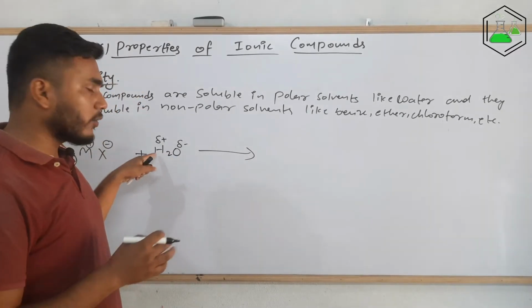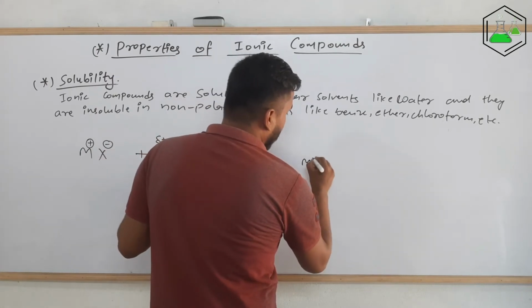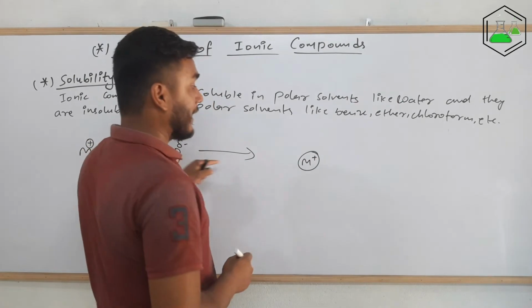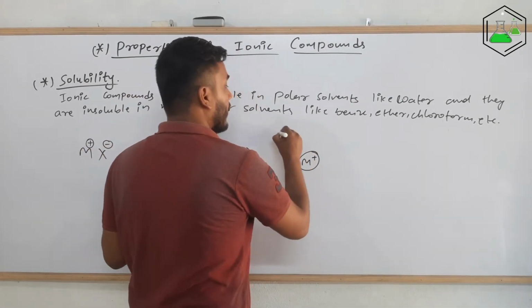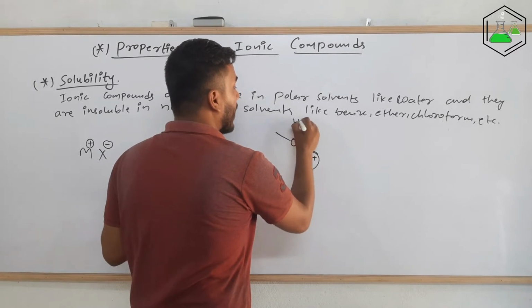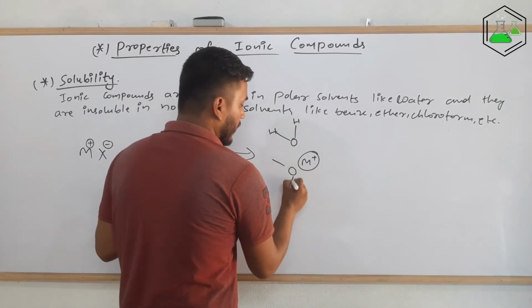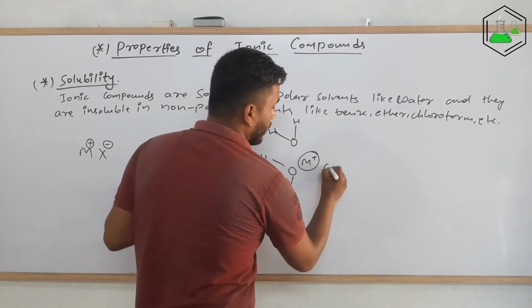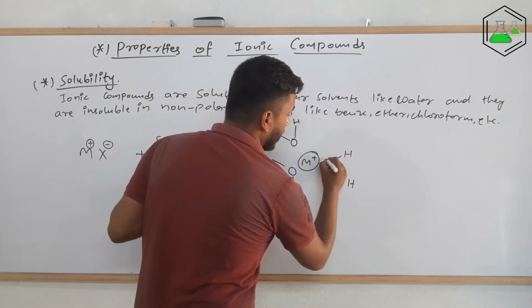In place of water, there could be other solvents as well. Then what happens? There will be M plus over here, and as this is the cation, obviously the negative terminal should be closer to it. So oxygen will be closer to it and hydrogen will be far from it. It will be like this. The water molecules will surround it like this.